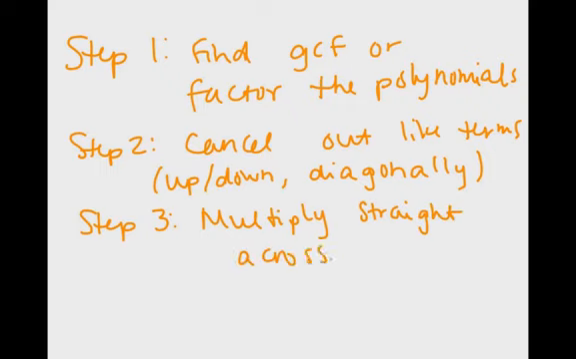Alright, so find the greatest common factor, or factor the polynomials, every single one. Then we cancel out our like terms, and then we multiply straight across.